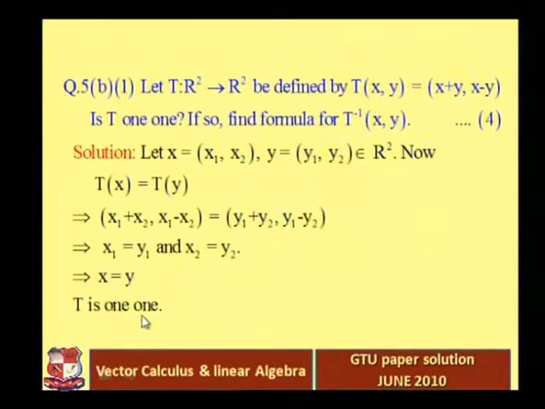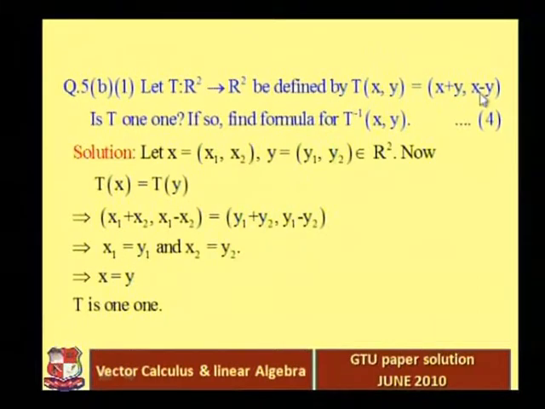Now we also want to find the formula for T inverse of x and y. First of all, we want to find the standard matrix. What is the standard matrix of the given linear transformation? The first coordinate is x plus y. In the first coordinate, what is the coefficient of x and y? 1, 1. So that is our first row for the standard matrix, 1 1.